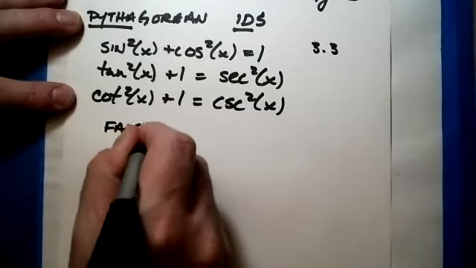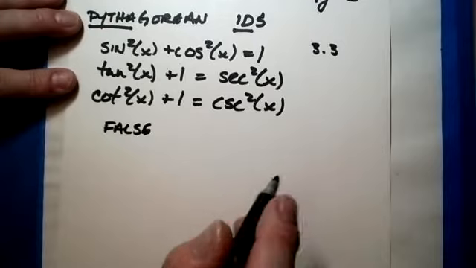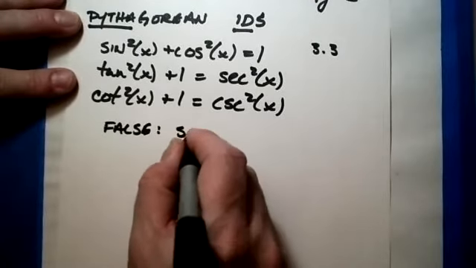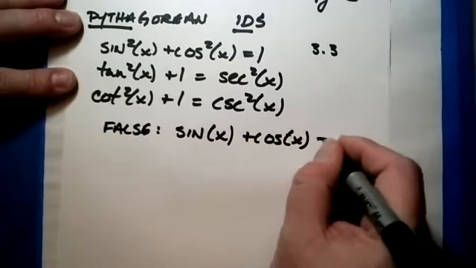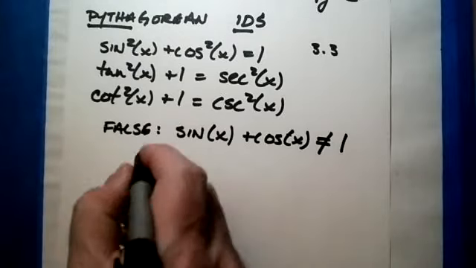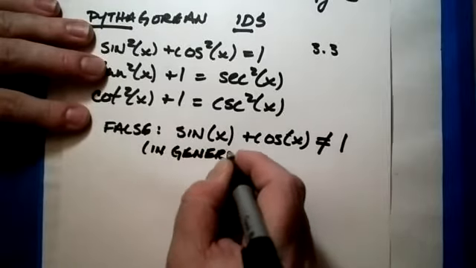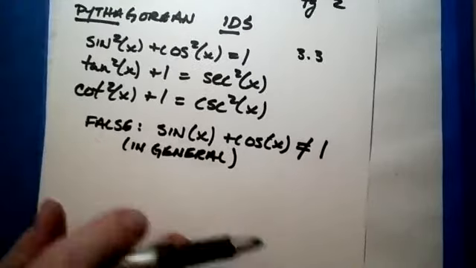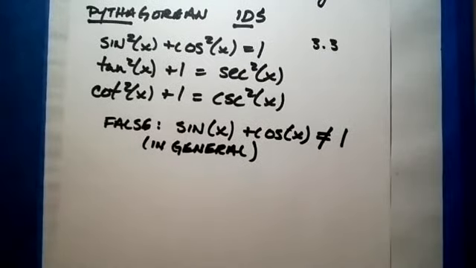False. Just because, say for example, this first Pythagorean identity is true, that does not mean that sine of x plus cosine of x is equal to 1. Okay, and I put not equal to specifically. I'm just going to be careful here and say in general, because there are certainly values of x for which this equality holds, but it's not true for all values of x or all values of the argument. And so that's really the distinction you're trying to create.